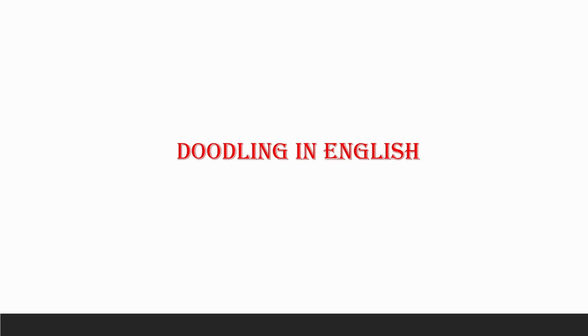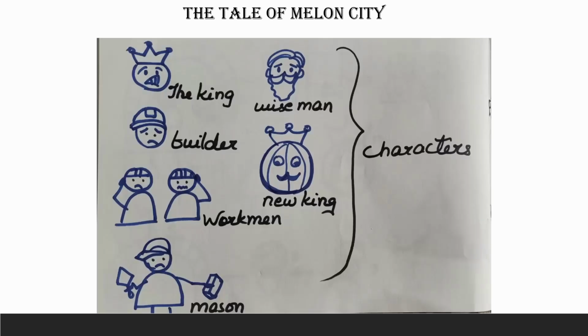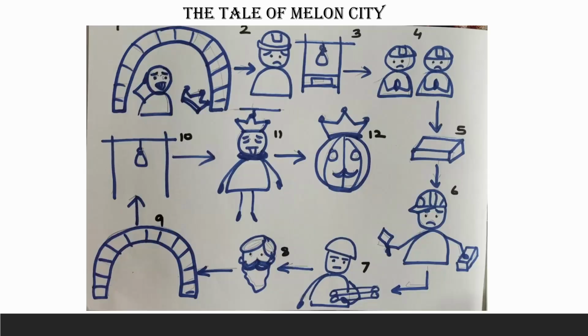English. Take a simple story like The Tale of Melon City of Class 11th English book. You can use stick figure doodles to represent the characters and actions in the story. It helps students visualize the plot and makes storytelling more interactive. Look at this picture and try to understand the story.